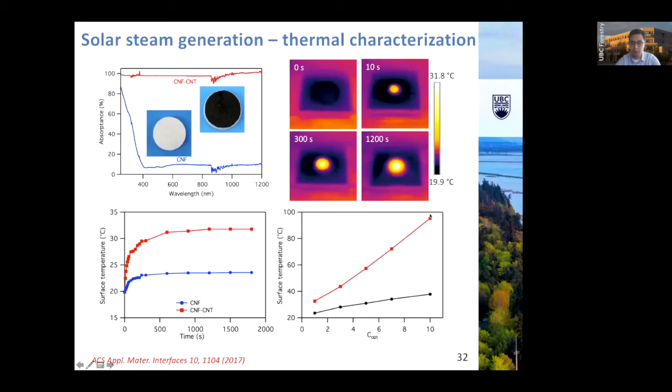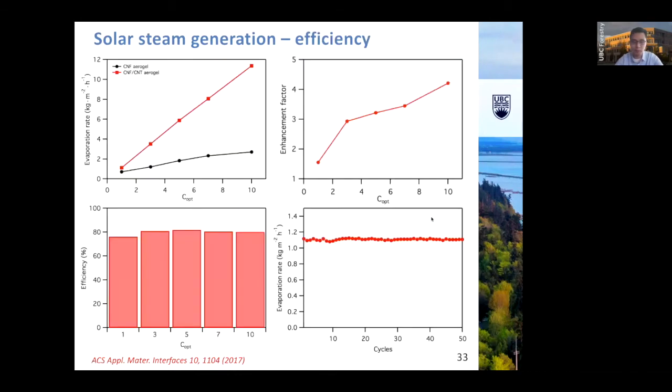You can further increase the temperature by increasing the solar illumination power. For example, 10 solar energy. In general we have one solar energy, but if you increase to 10 solar energy, you can increase the temperature to 100 degrees Celsius. So we demonstrate the solar steam generation with evaporation rate. Compared to the uncoated one, the coated one shows an enhancement factor of about 2 to 4 times. And the light to heat conversion efficiency is about 80%, which is very high utilization of the solar energy.